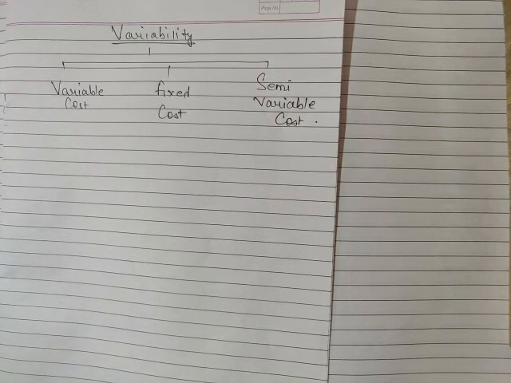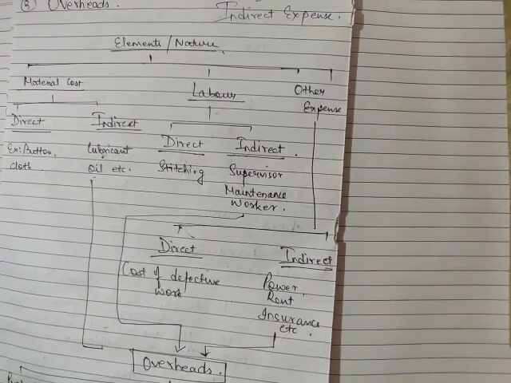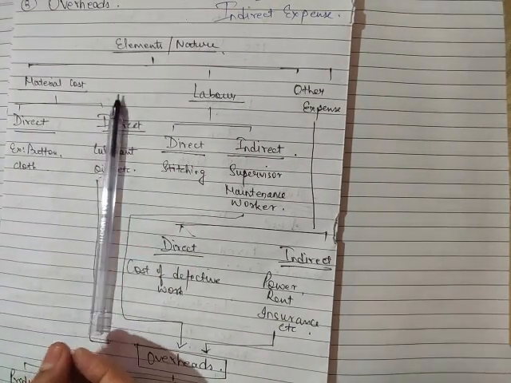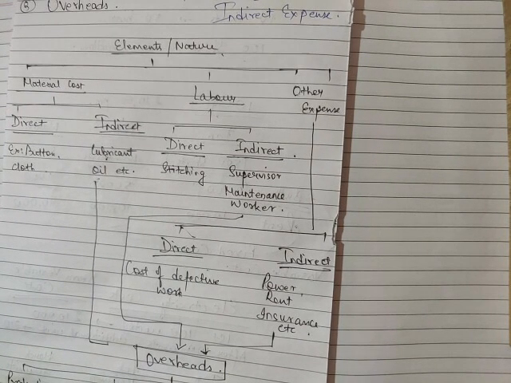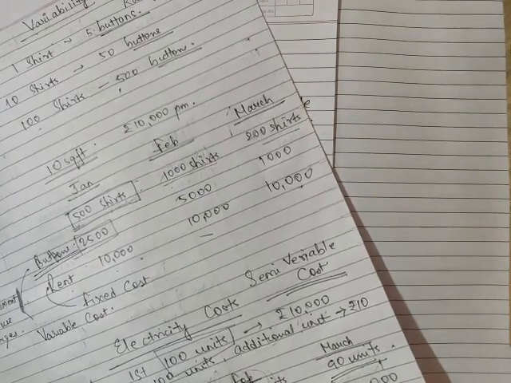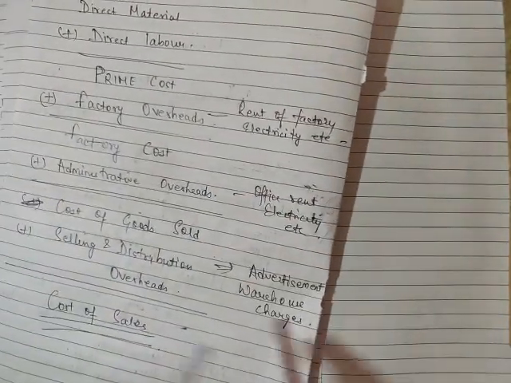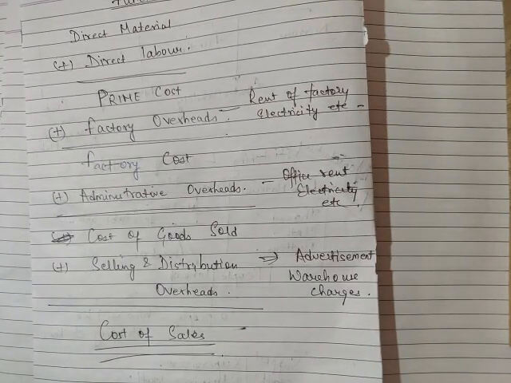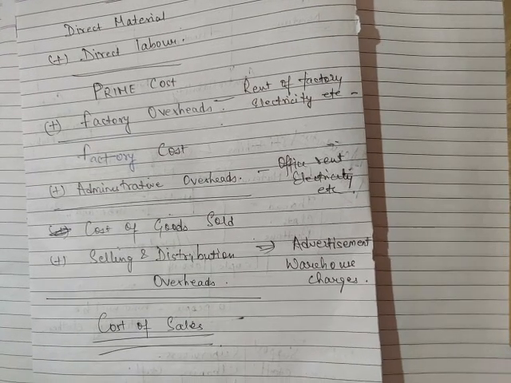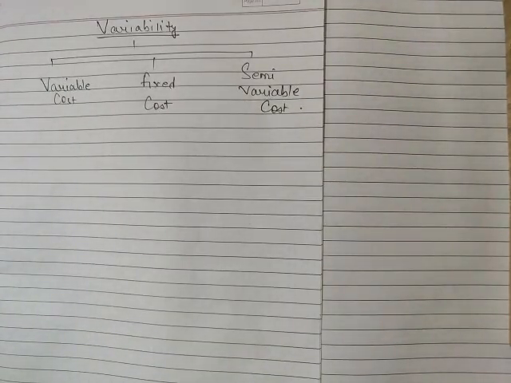So till now, we have seen the classification of costs basis 3 parameters. First was on the basis of elements. We had direct material cost, indirect material cost, direct labor, indirect labor, and direct other expenses, indirect other expenses. On the basis of functionality, we had prime costs, factory overheads, administrative overheads, selling and distribution overheads. And on the basis of variability or behavior, we had fixed cost, variable cost, and semi-variable cost.